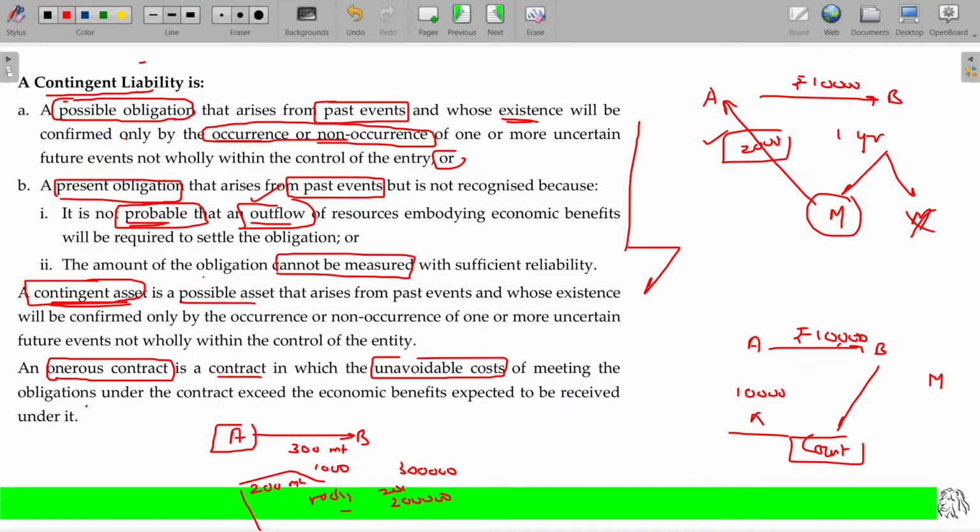Already I spent 2 lakhs, another 2 lakhs. Anyhow, because of my commitment, I have to do this at my cost. Okay, 4 lakhs is the overall cost, but revenue is 1 lakh only. So 1 lakh additionally I have to spend. No, that is called an onerous contract.